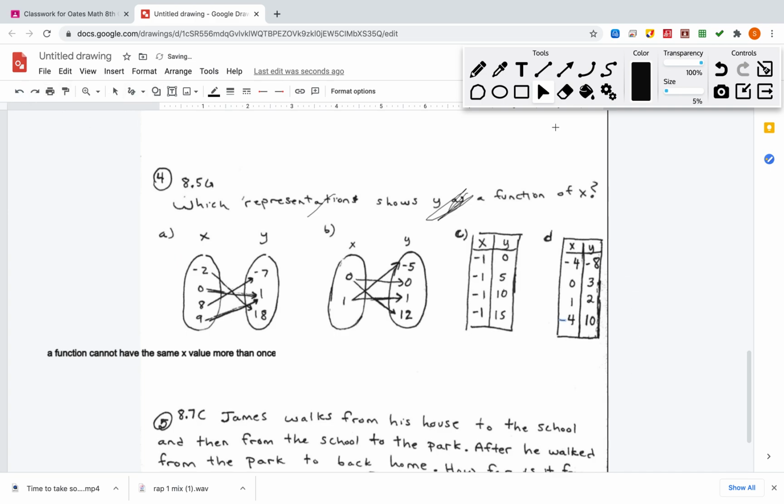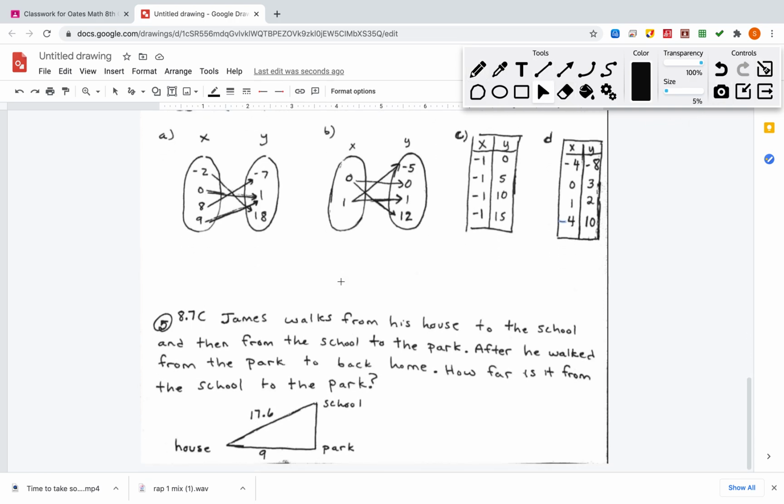On the other hand, we see that D is wrong because we are using -4 twice. So our correct answer would be A. And we're going to go down to number 5.